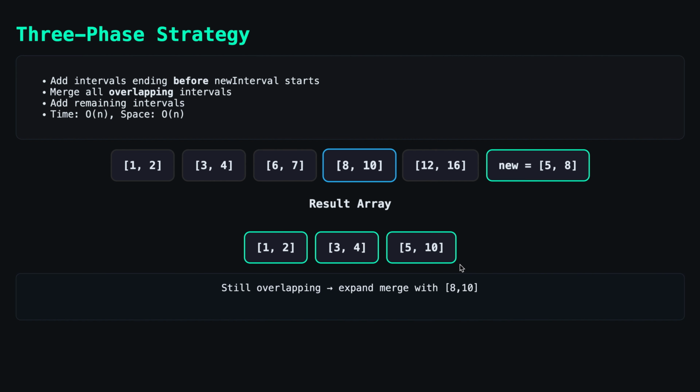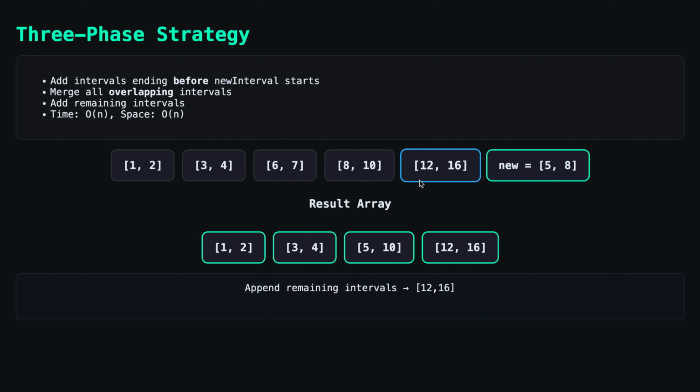Now we move to the final phase, which is phase 3. In this, the next interval is [12, 16]. This interval does not overlap with [5, 10] because 12 is of course greater than 10. So we simply append it to the result array. And now our final result becomes this. At this point, all the intervals have been processed. After inserting the new interval and merging all overlaps, we are left with a clean list of sorted non-overlapping intervals. So the final output is this, and that's exactly what the problem asked us to return.